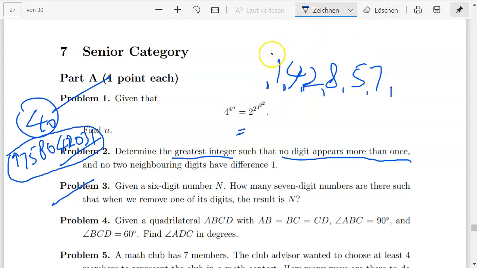And we look one by one. For the leftmost one, it is obvious that we cannot put 0 because it doesn't count as a 7-digit number if we do so. So we could have put in 1, 2, 3 all the way up to 9. So there are 9 choices over here.